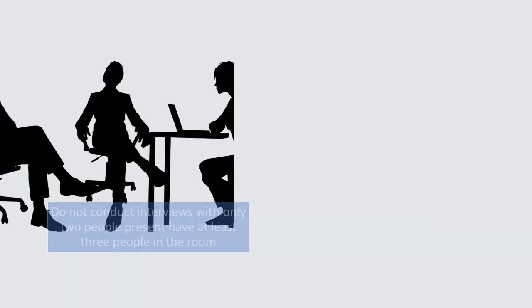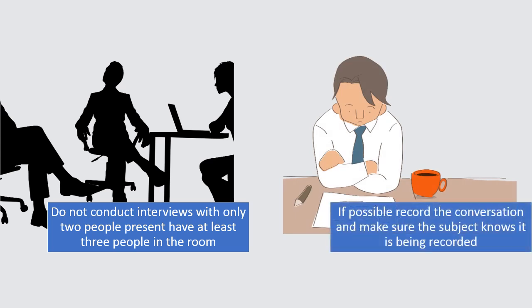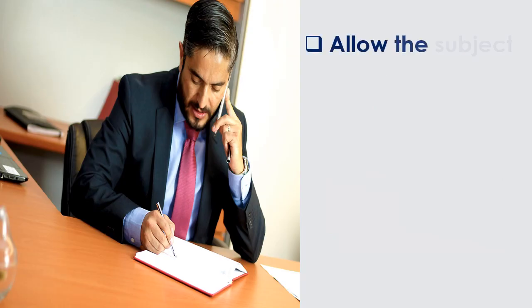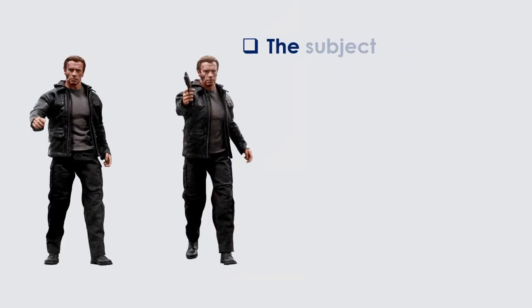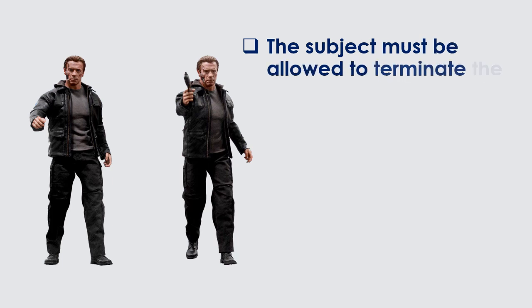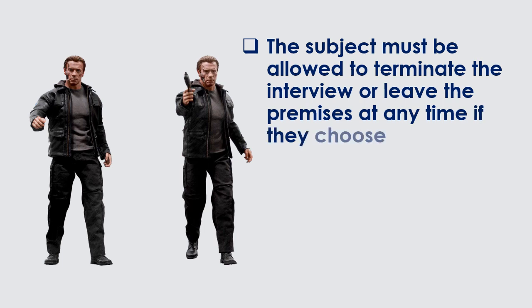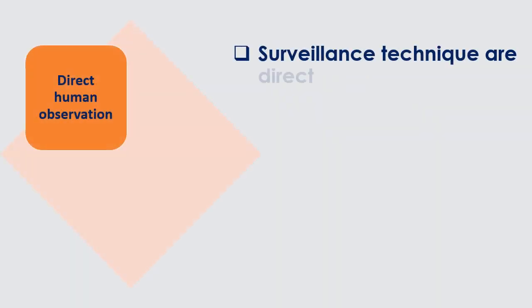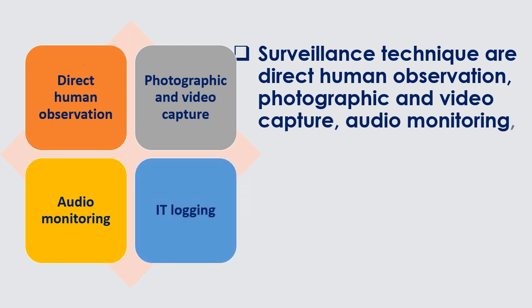Do not conduct interviews with only 2 people present. Have at least 3 people in the room, and, if possible, record the conversation and make sure the subject knows it is being recorded. Allow the subject to have an attorney or other representation present. The subject must be allowed to terminate the interview or leave the premises at any time if they choose. Surveillance techniques are direct human observation, photographic and video capture, audio monitoring, and IT logging.